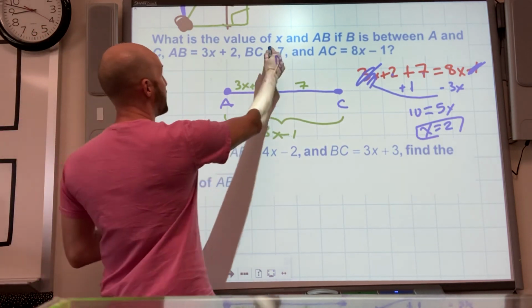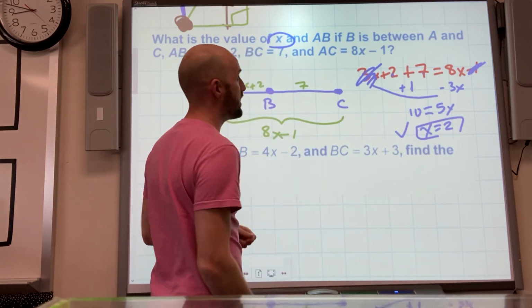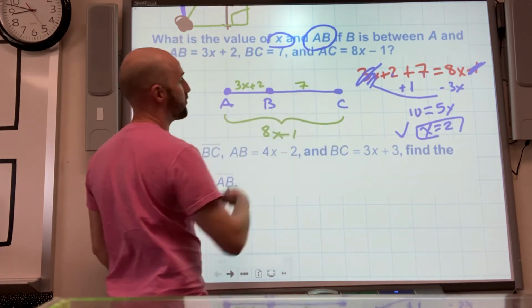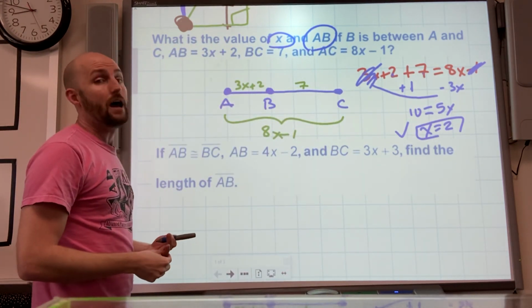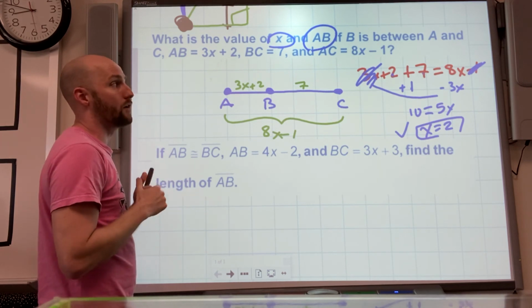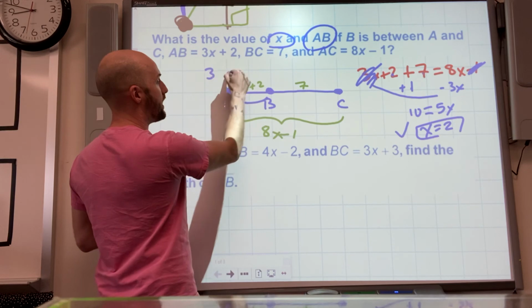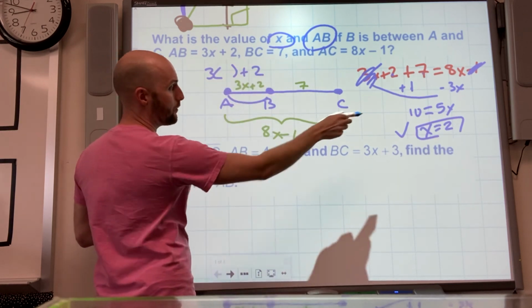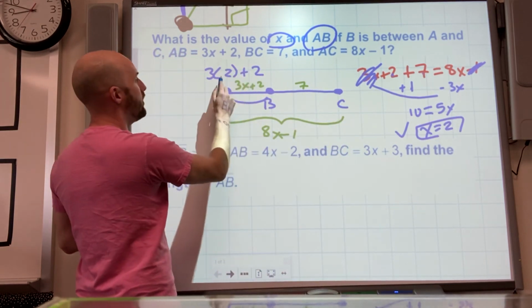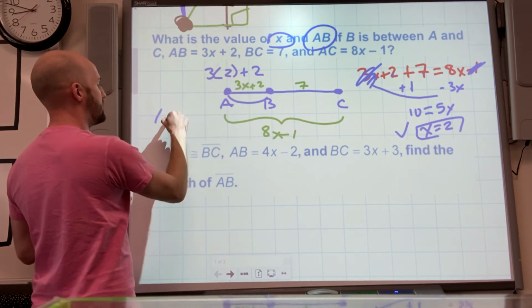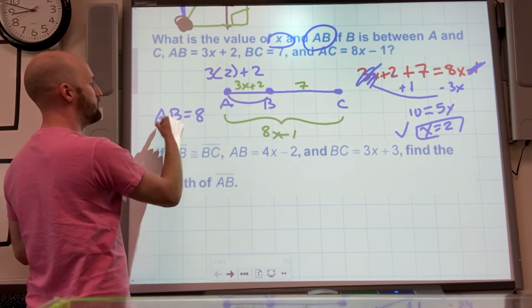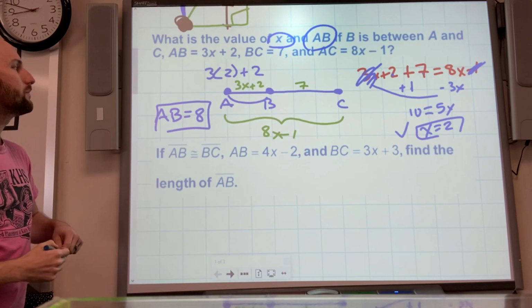Now, it did ask what is x, so I am excited to label that, but it also is asking me the distance from A to B. And if this was a quiz question, I would need to know which one it wanted if it only asked for one. The distance from A to B is 3x plus 2, and now that we know x was 2, 3 times 2 is 6, 7, 8. So the distance AB, or the length of AB, is 8.